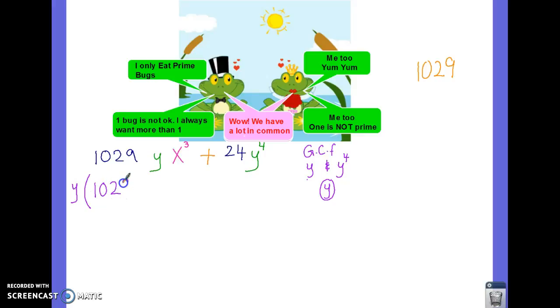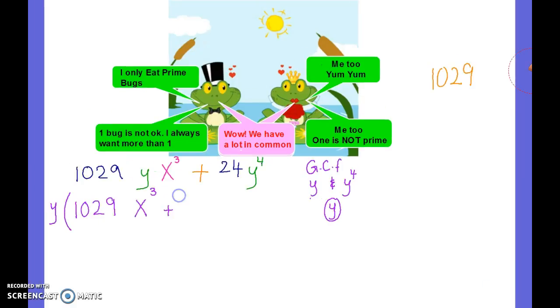1029x cubed plus 24y to the third. As you can see, now I'm starting to get some perfect cubes. Now the big part is factoring those big numbers. So let's see how we're going to prime factor 1029.